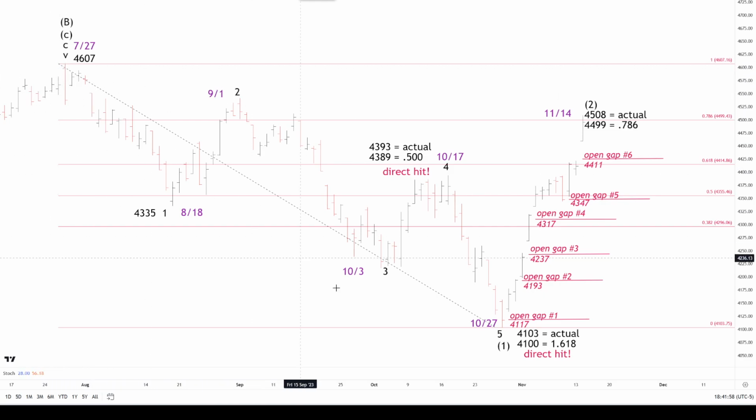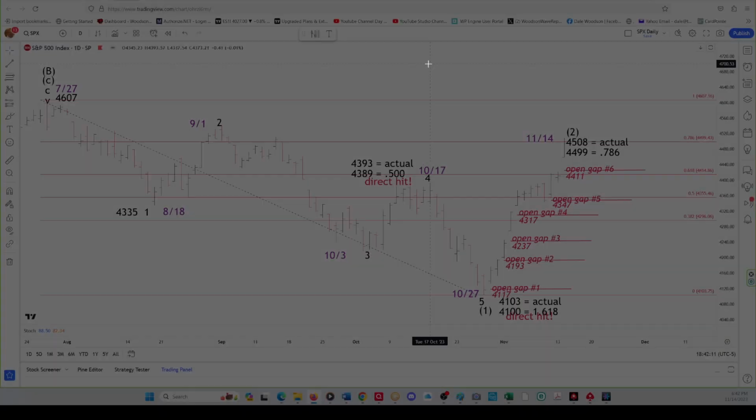Again, you might notice this is right near the 786 retrace. Or is it wrong if it goes above this 4607 high? Okay, so we have a 1 down in parentheses and a 2 up. We should see a 3 down. This 3 down should go below this wave 1 low, and should close all of these gaps. Okay, that's the S&P daily.